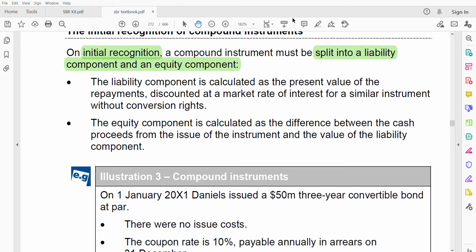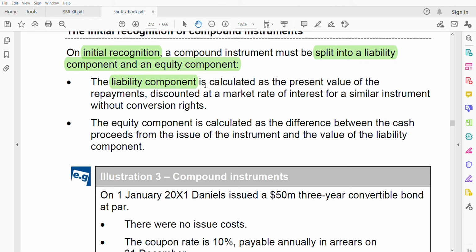So first, when you split, which part do you calculate first? The equity component is the balance. We always start with the liability component first. If you try to calculate the equity component first, you will not be able to do it. Trust me, that's why you need to know this order. First is the liability component, always. It's not an option. Whatever is the balance is the equity component.